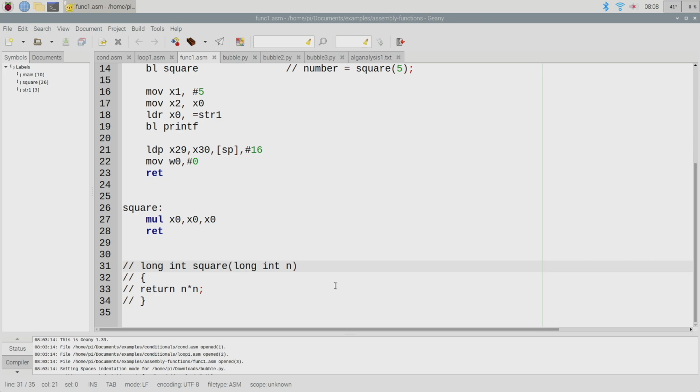Now, this parameter passing thing, by the way, is not a hardware requirement. This is a Linux requirement. That's just the convention on parameter passing in Linux.